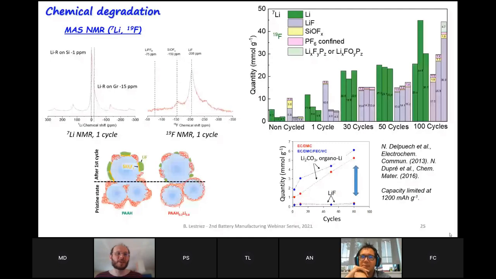So that is telling us that after one cycle, the only liquid electrolyte degradation product is LiF. This is very different from what we found during previous studies done on silicon-based electrodes cycled in EC-DMC or EC-DMC FEC-VC electrolytes, first electrolytes with FEC, where we found that the major liquid electrolyte products were lithium carbonate and organolithium. So after 30, 50, and 100 cycles, it is clear that the major liquid electrolyte degradation product remains LiF.